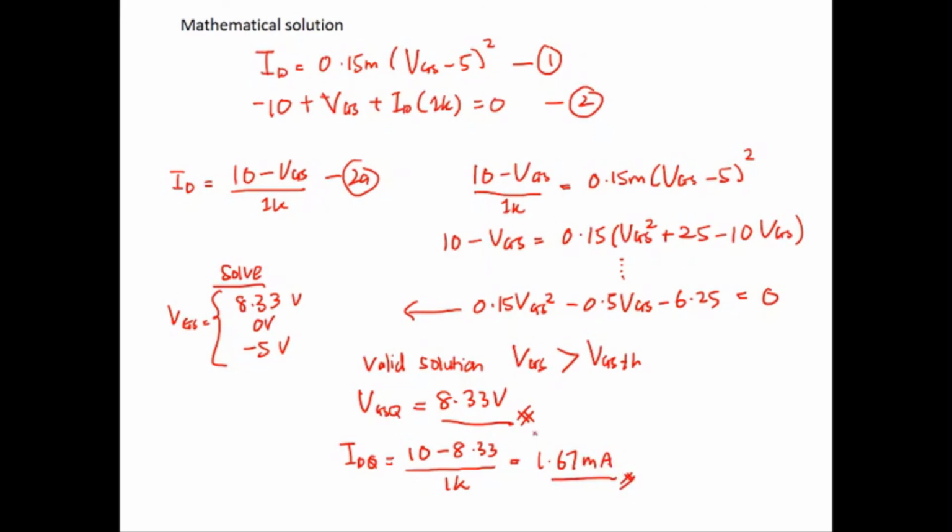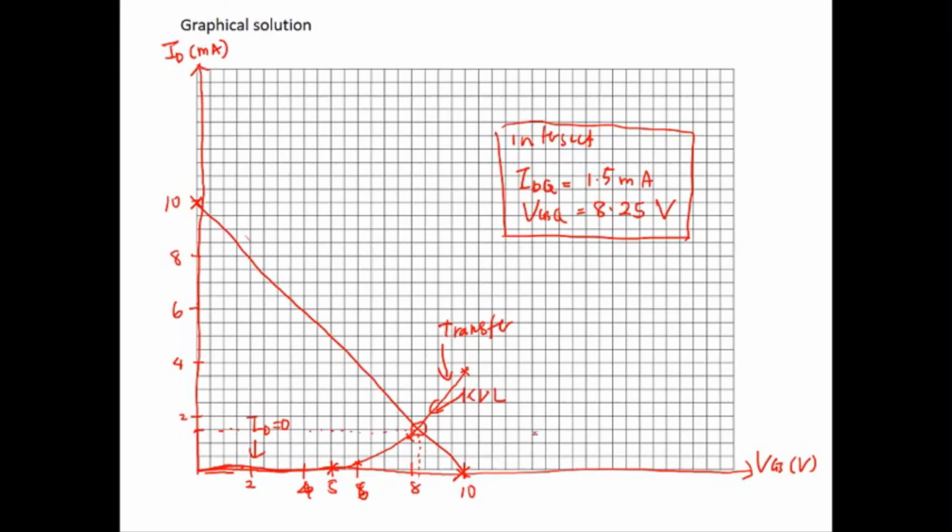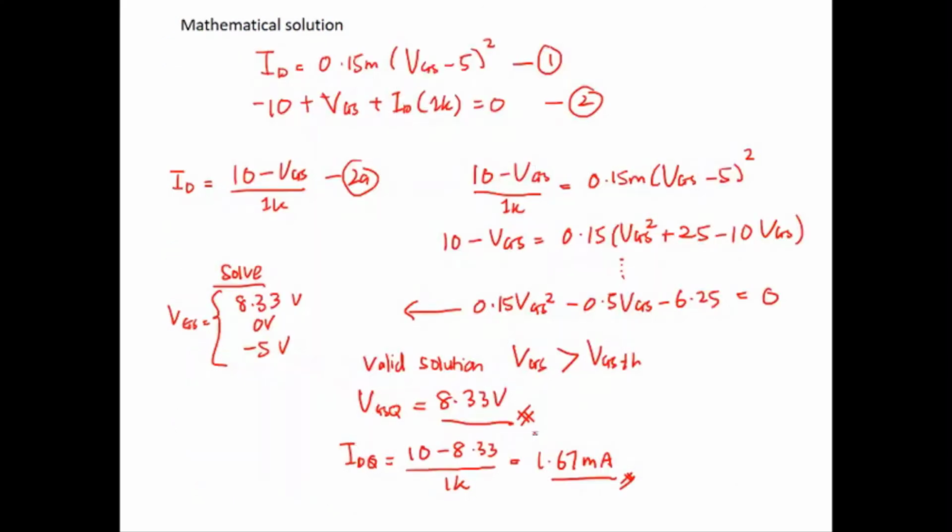If you compare with the graphical method, there you got VGSQ as 8.25 and IDQ as 1.5 milliampere. So it's not exactly close, but it's not that far. So this solution can be accepted.